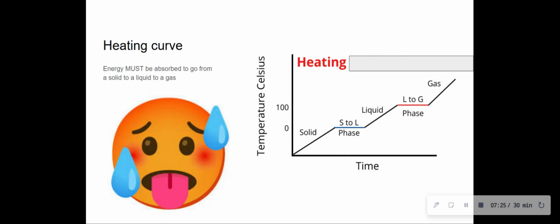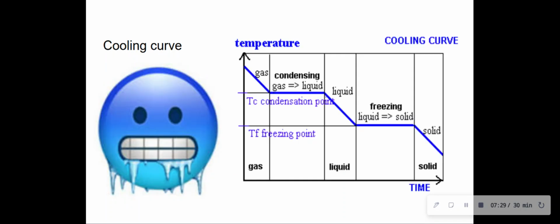And in order to go up, energy must be absorbed or temperature increased. And then the exact opposite of that is the cooling curve, which is basically the same thing, except the gas goes to condensation to liquid to freezing to solid. And guess what? In order to do this, you need to release energy. And I think that is it on this.